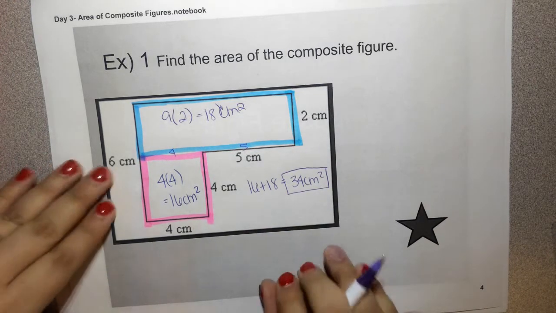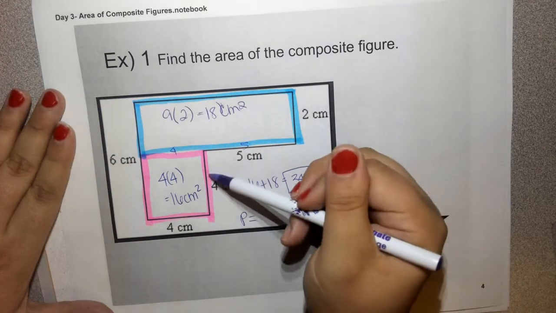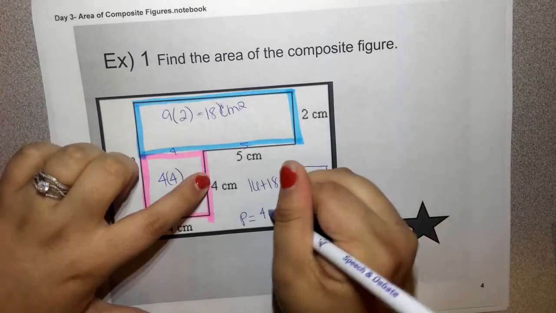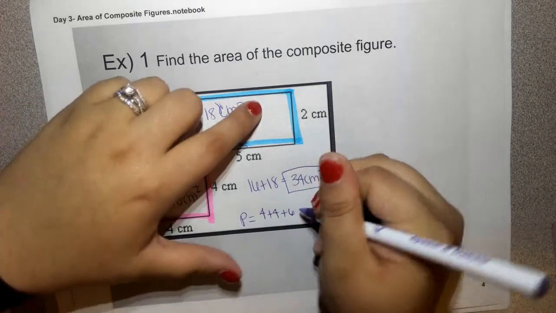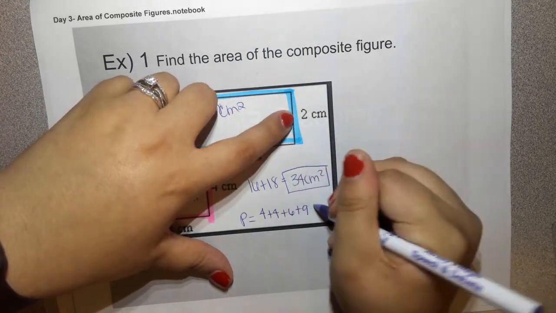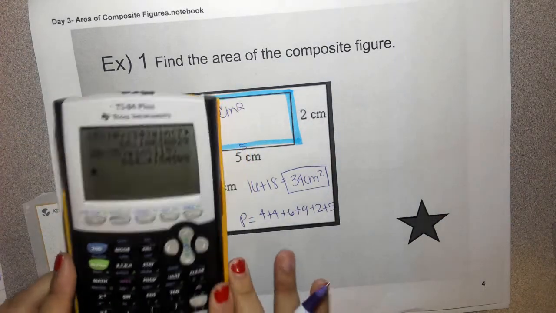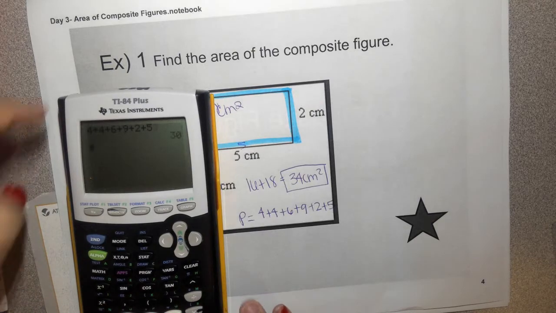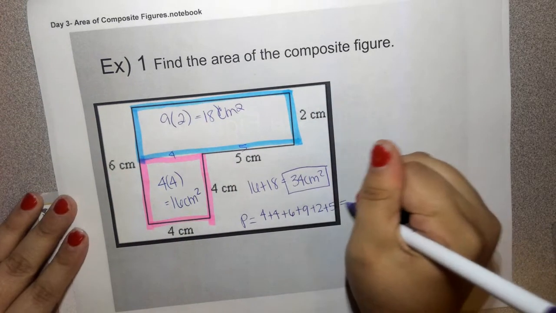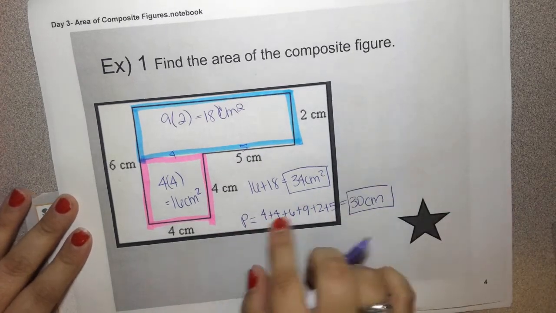So that's super basic. If I asked you to find perimeter, you would just do 4 plus 4 plus 6. We said that whole thing was 9 plus 2 plus 5. And when we do that, we get 30 centimeters. And it's not squared because it's perimeter.